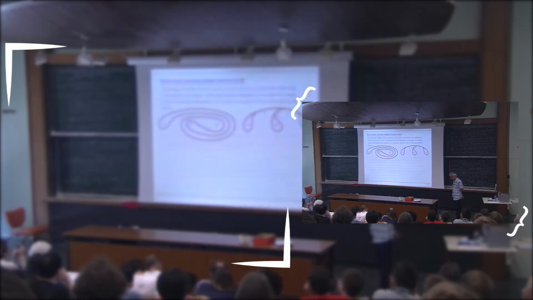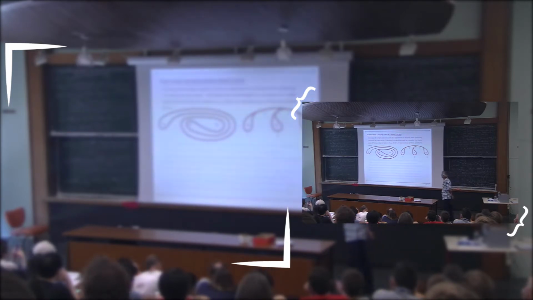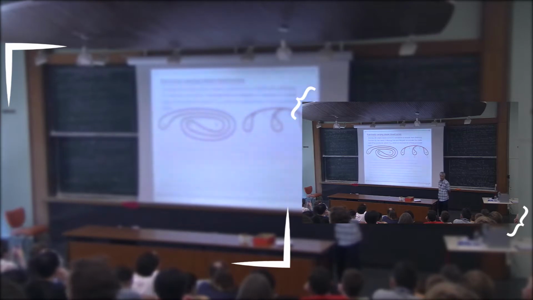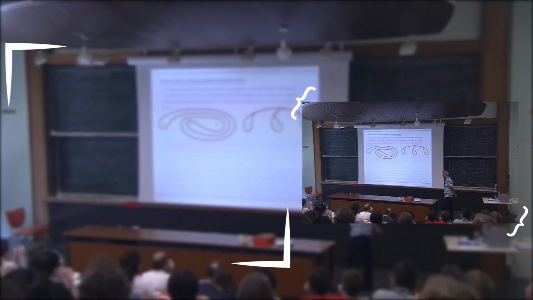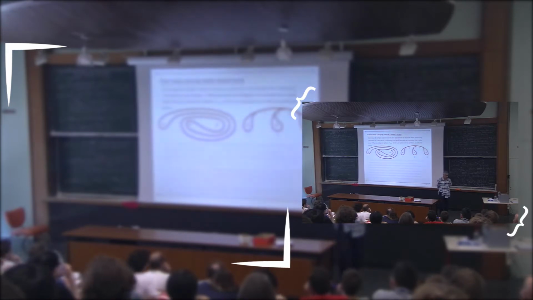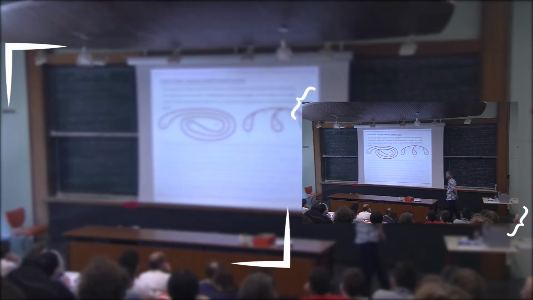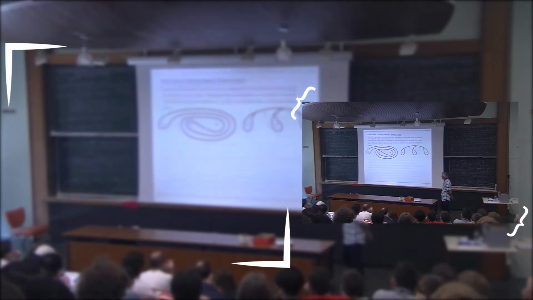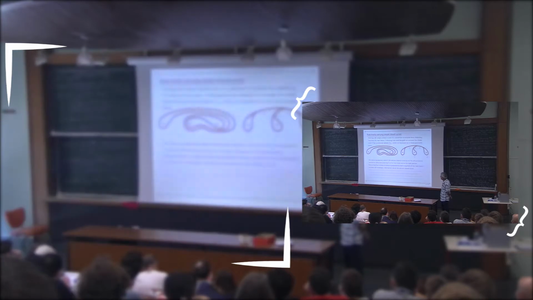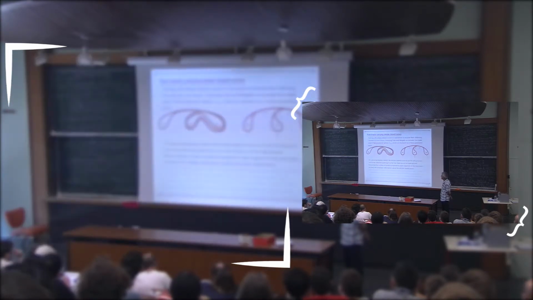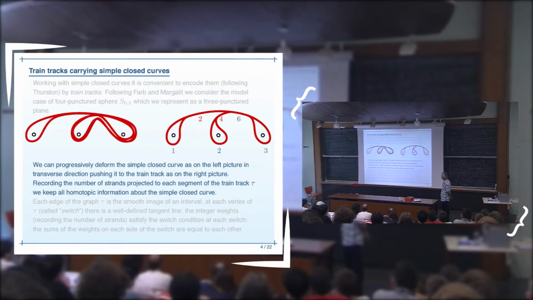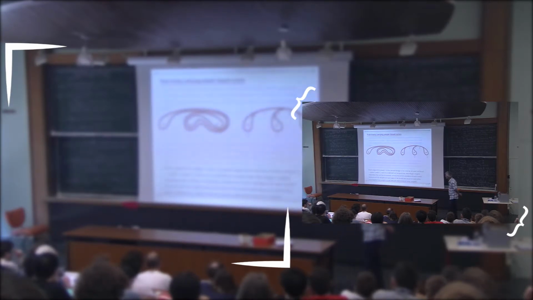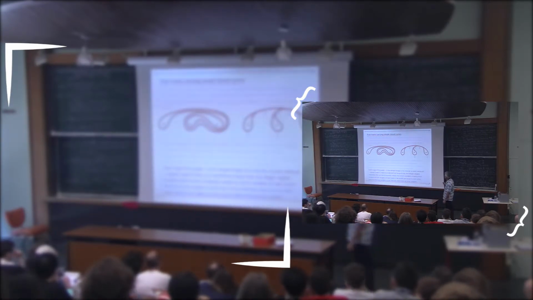And the suggestion for encoding simple closed curves like this is to encode them using train tracks. And I apologize, there are experts in the room who know much more than me about train tracks, but I need them. So the suggestion is the following. Suppose you have a simple closed curve like this. The suggestion is to start progressively deforming it to something which you see on the right picture. So I can progressively deform it to this guy.